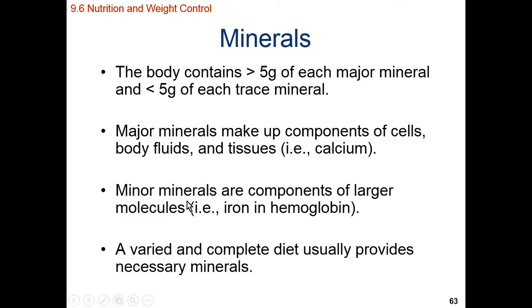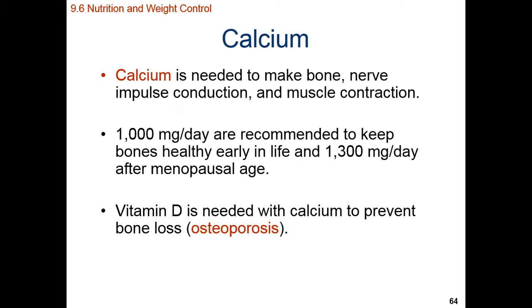Minor minerals, though, are going to be the minor components of our larger molecules. For example, the iron within the hemoglobin of our red blood cells makes up less than 5 grams of our total body mass. Most diets are going to have a variety of multiple minerals in them and provide us with all the minerals that we need.